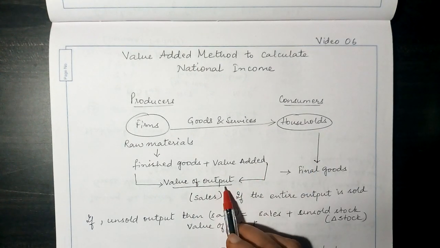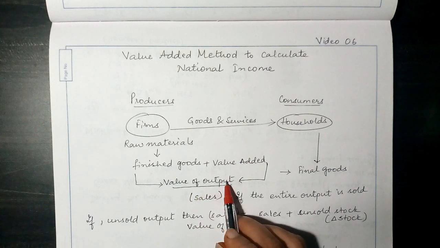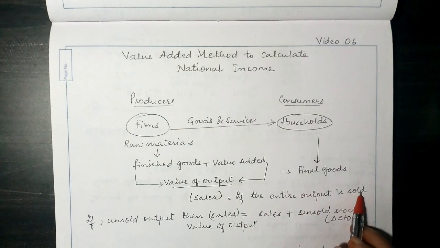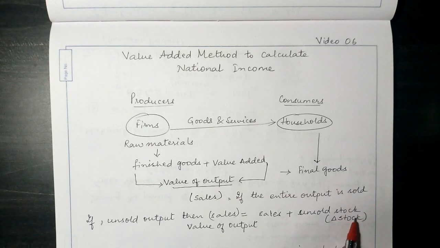The value of the output is otherwise called sales. The total value of output is equal to the total sales of the firms if the entire output is sold. So if the entire output that is produced is sold, then the value of the output will be equal to the value of sales. If there is an unsold output, then the value of the output will be equal to sales plus unsold stock or change in stock.